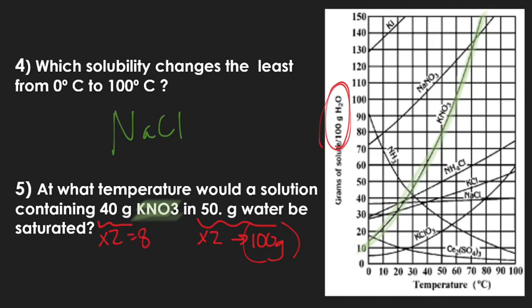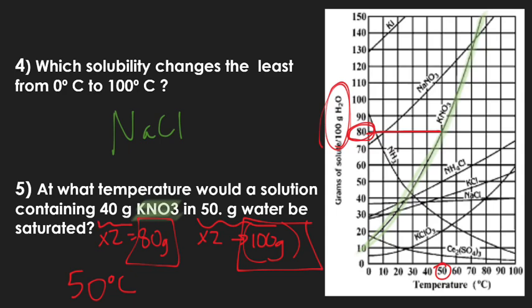So what I need to be looking for on this graph is where 80 grams hits our KNO3 line, because 80 grams in 100 grams of water is the same relative concentration as that 40 grams in 50 grams of water. So we're going to follow the 80 over to that KNO3 line, and that matches up basically perfectly at 50 degrees Celsius. So that is our answer. We're not doing any more math with that temperature once we get it. We only multiply and divide our grams so that we can use that graph to find that temperature.